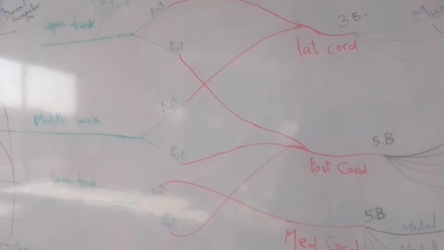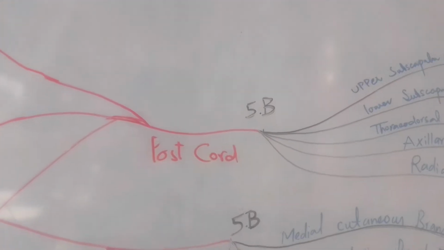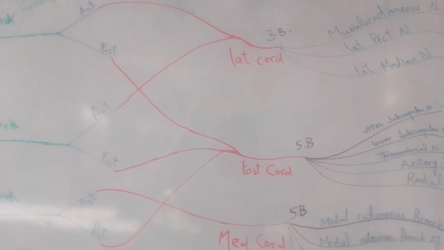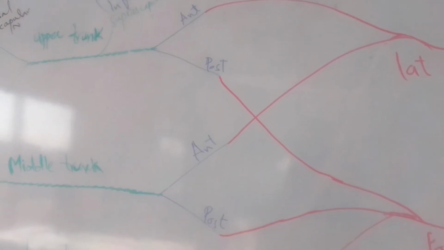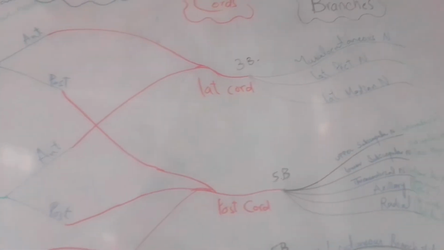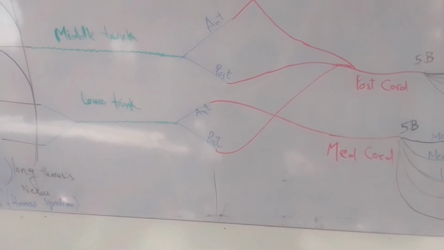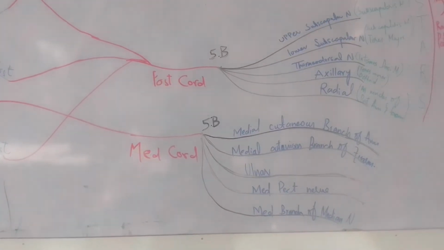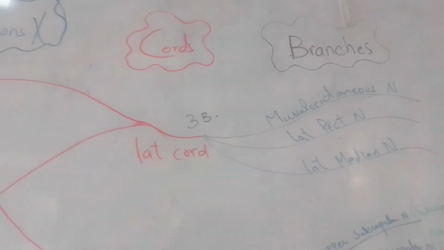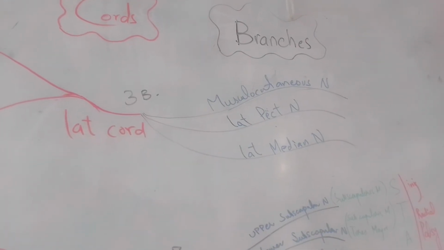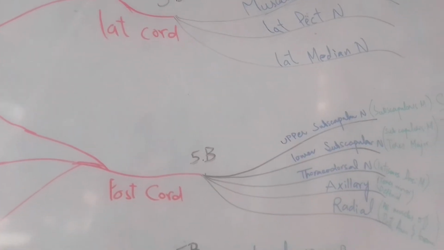Then the cords are formed by the combination of these divisions. All 3 posterior divisions combine to form the posterior cord. The anterior divisions of upper and middle trunk form the lateral cord, and the medial cord is the continuation of the anterior division of lower trunk. 3 branches originate from the lateral cord. These are the musculocutaneous nerve, lateral pectoral nerve and lateral root of median nerve.